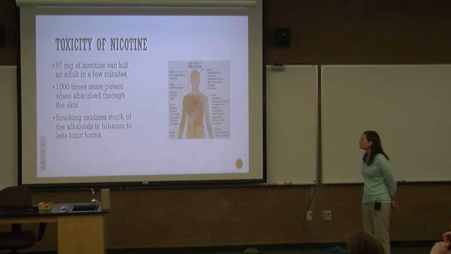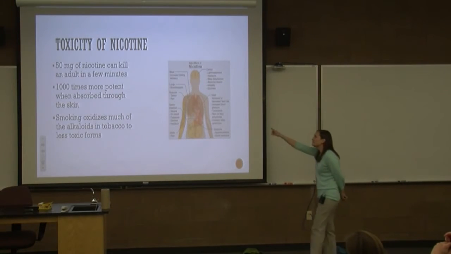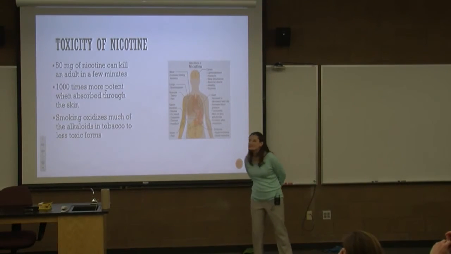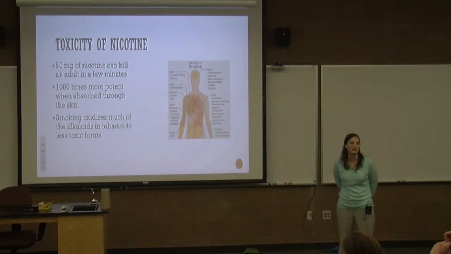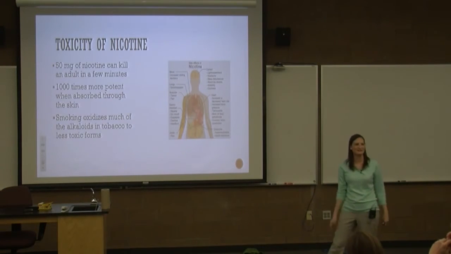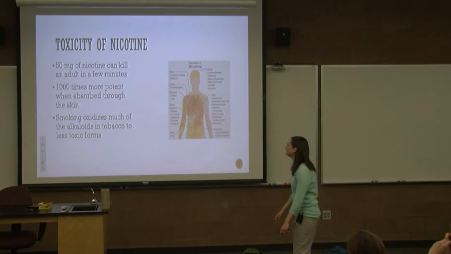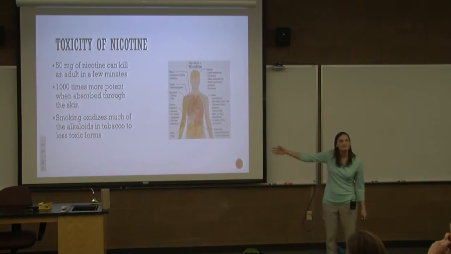So nicotine is also toxic. Only 50 milligrams can kill an adult in a few minutes. So that's 0.05 grams. That's like a speck. And actually, it's most potent when it's absorbed through the skin. So we have a nicotine container in our stockroom upstairs. I'm like, yeah, nope, I think I'll just leave that one alone. Wear gloves. So nicotine is going to be the most toxic.